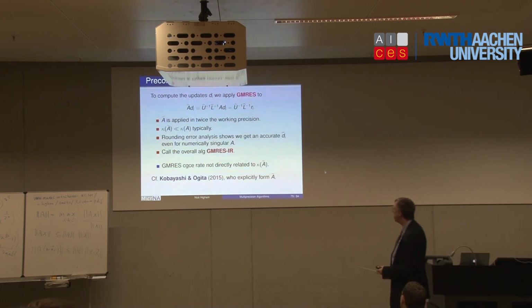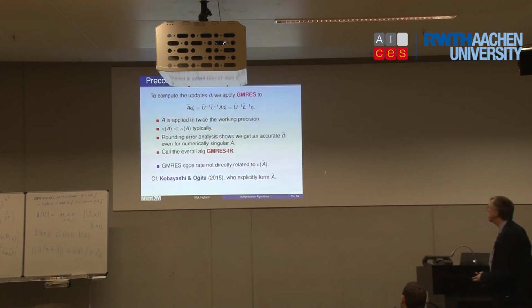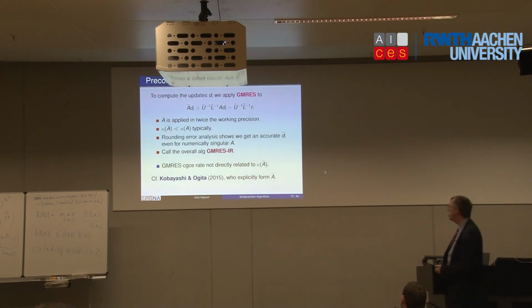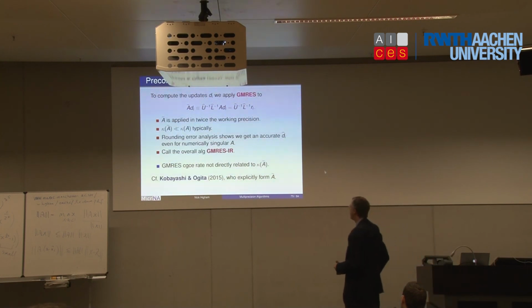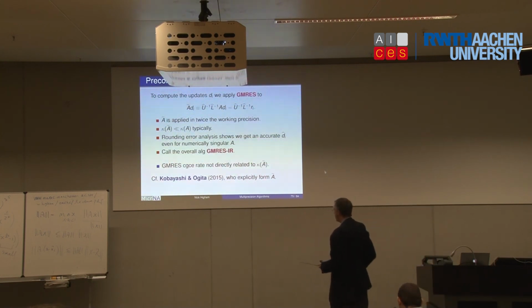And the key point is that the condition number of A tilde is much less than that of A from the Rump observation. The error analysis shows that we will get an accurate dI, and so the condition that we get some accuracy in the update will be satisfied. And we'll call the overall algorithm GMRES-IR. But there's one caveat here.